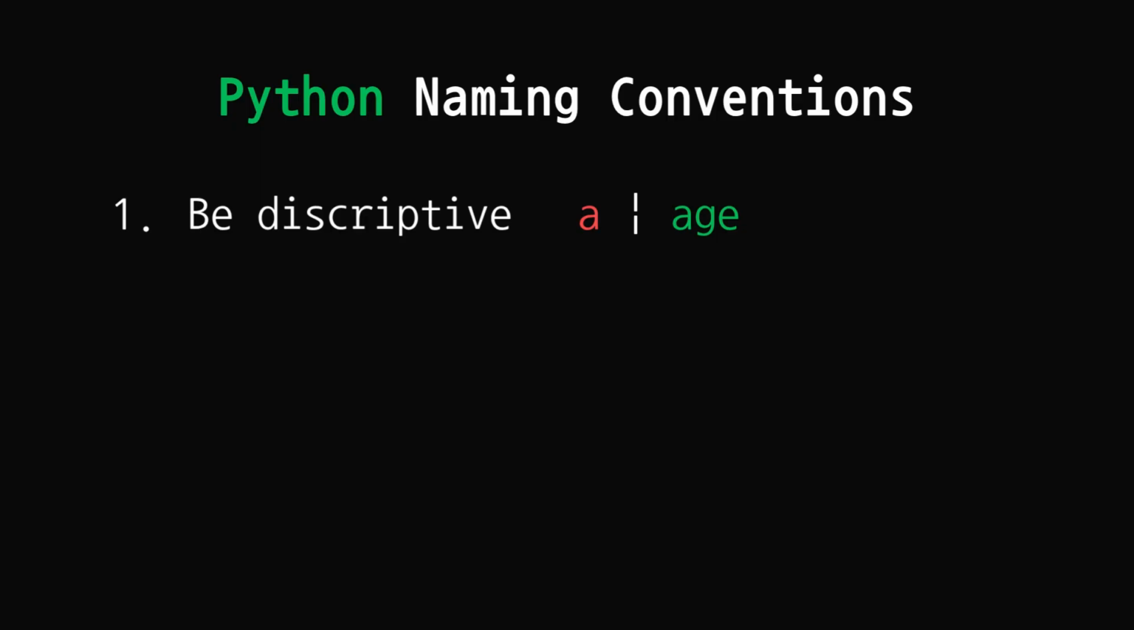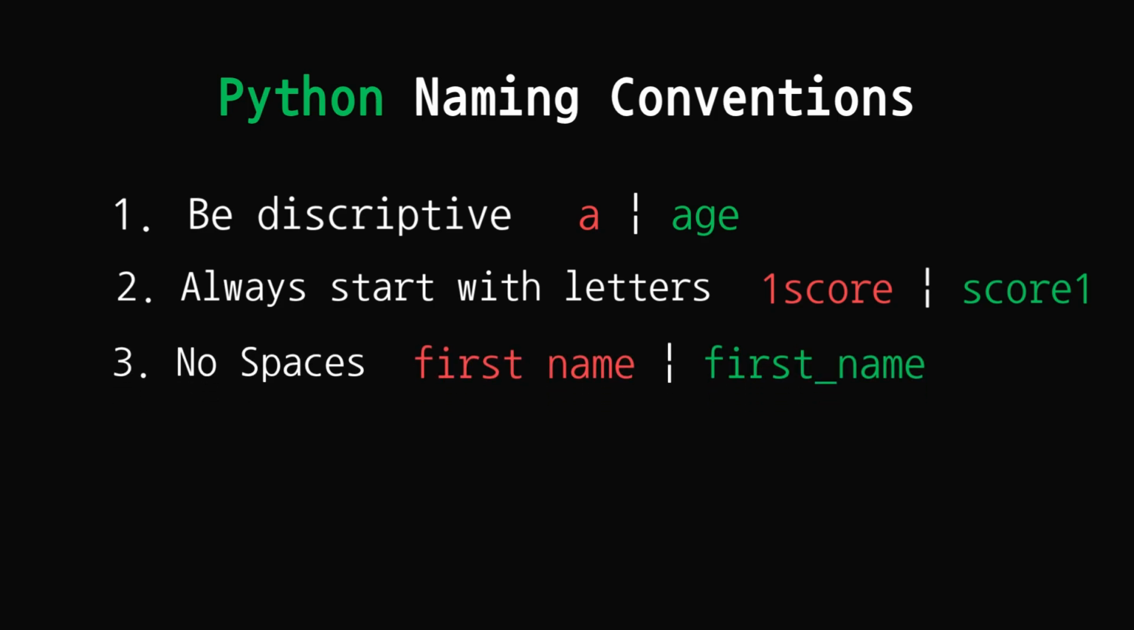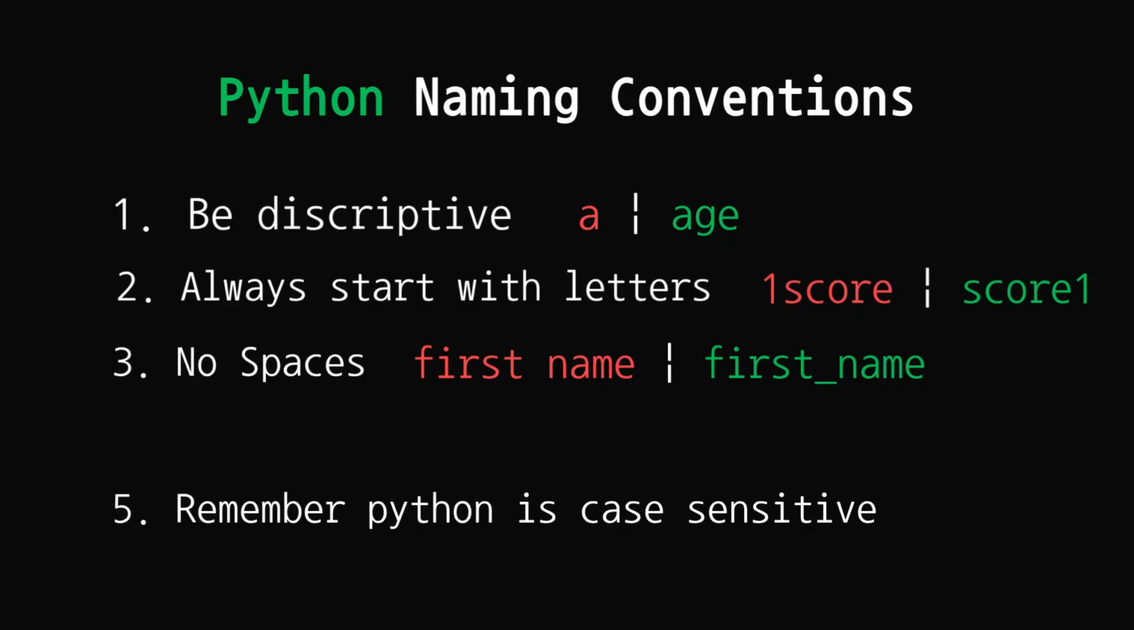Next, always start with letters. Don't start with a number. So instead of one score, write score one. And third is no spaces because it will result in an error. So first name is wrong. It should be first underscore name. And always remember that Python is case sensitive. So if you write a variable with a capital letter in it, you're going to have to call it using the capital letter that you wrote.